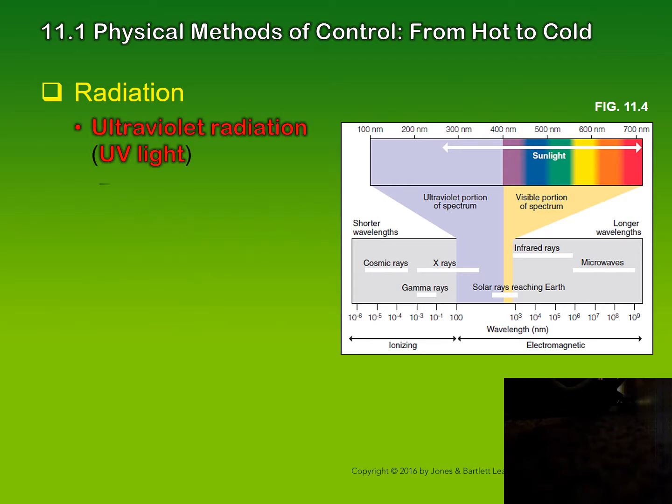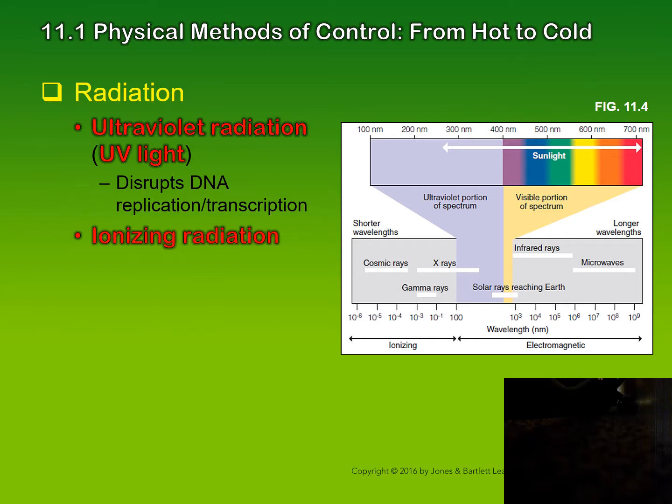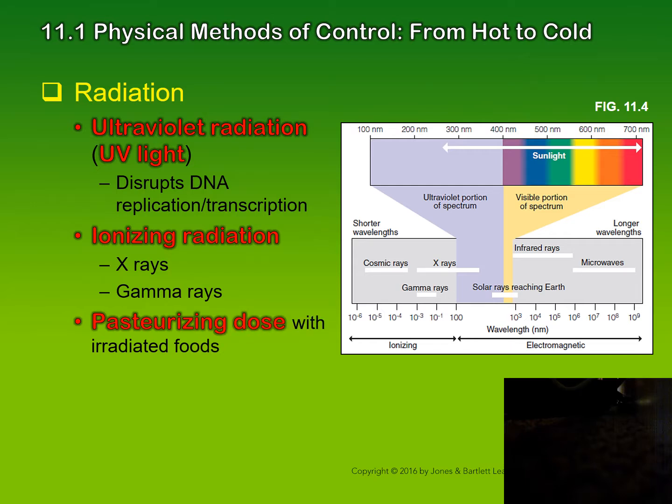Okay, so ultraviolet radiation, and what you're doing with your UV light is you're disrupting the DNA. You'll get a lot of errors in the DNA, and it gets so many misformed bases that you just can't replicate through it. Ionizing radiation will include things like X-rays, gamma rays, and these can be used to generate a pasteurizing dose for irradiated food.